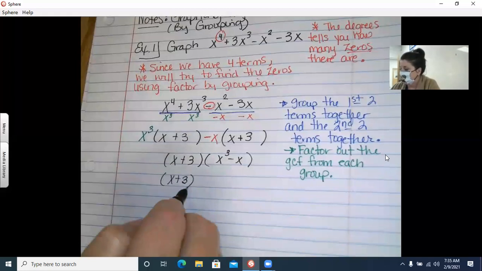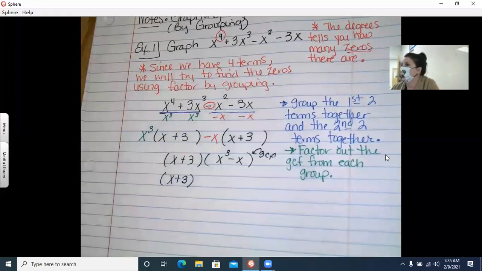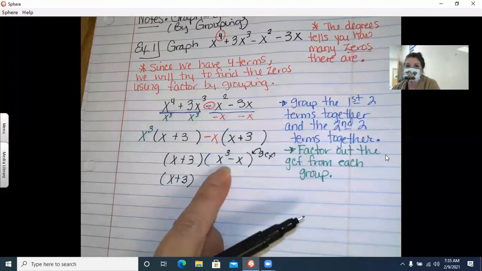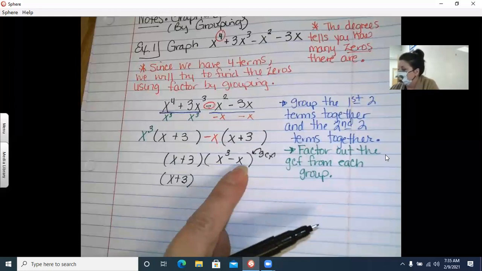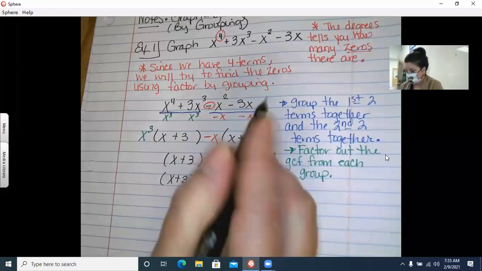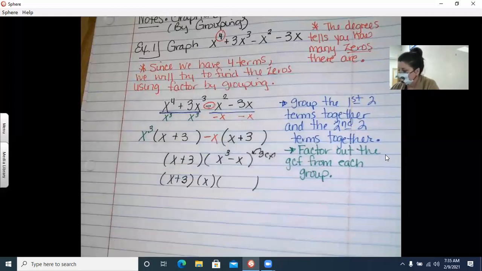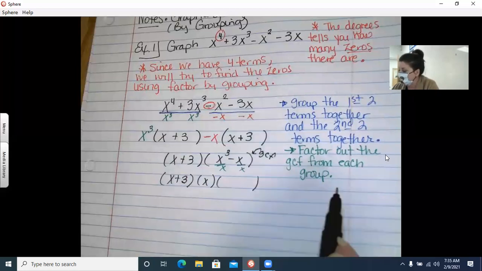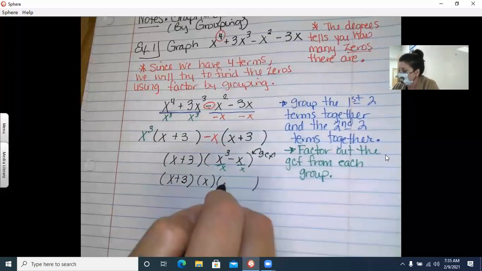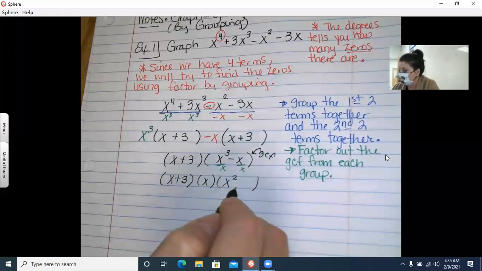I've got a GCF in that second group. And I know this seems like a lot on the first problem, but once you do a couple of them, it'll be no big deal. What is the greatest common factor of that second binomial? X. My first term has 3 x's, my second term has 1 x, so they only have 1 x in common, correct? So I'm going to factor out an x to see what's left. We'll divide each term by x. So what's x cubed divided by x? X squared. What's -x divided by +x? -1.